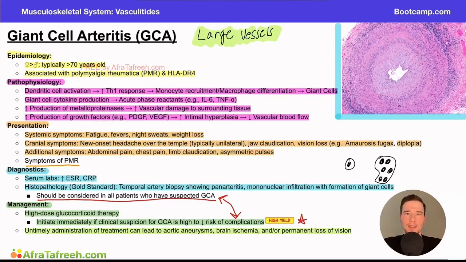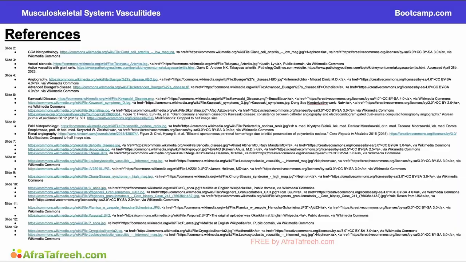When we talk about the diagnostics here, elevated inflammatory markers on serum labs would be expected. The gold standard to make this diagnosis is going to be the temporal artery biopsy. But again, we have to remember the key point here: the management comes first. High-dose glucocorticoids are important to initiate if you suspect GCA because there's such a high risk of other complications occurring.